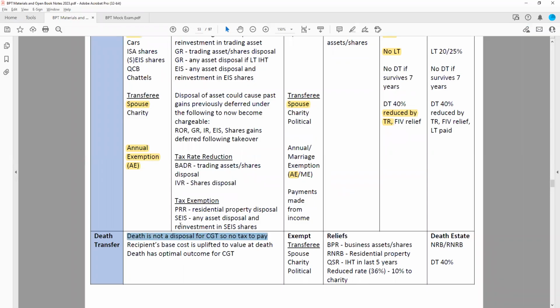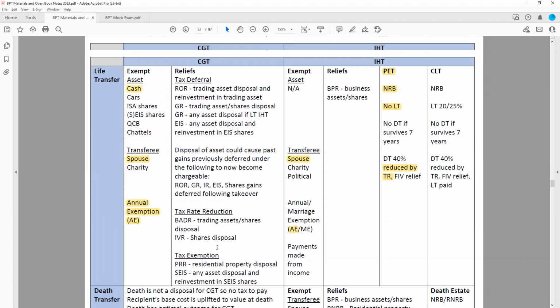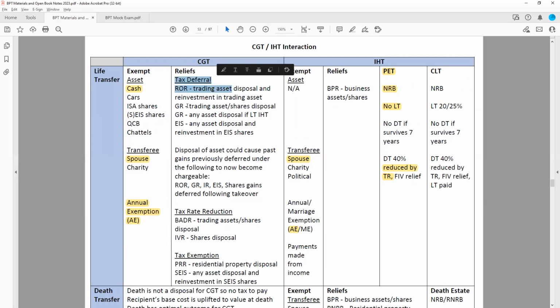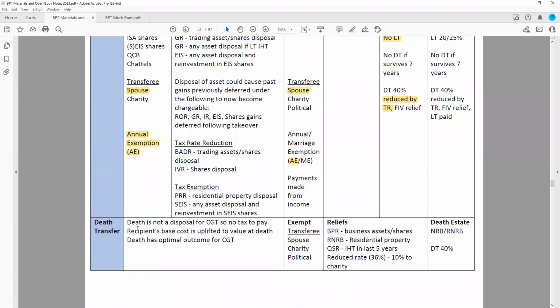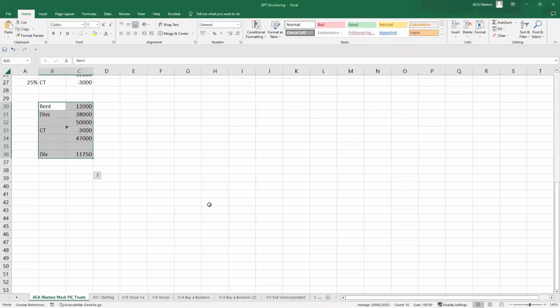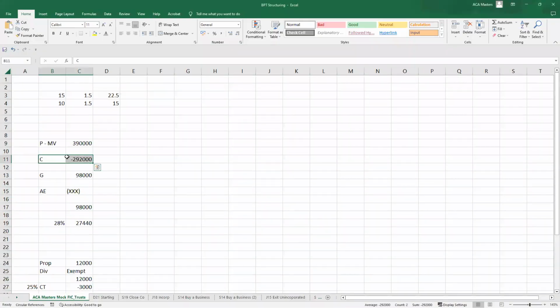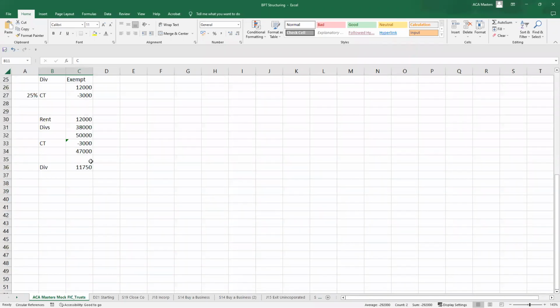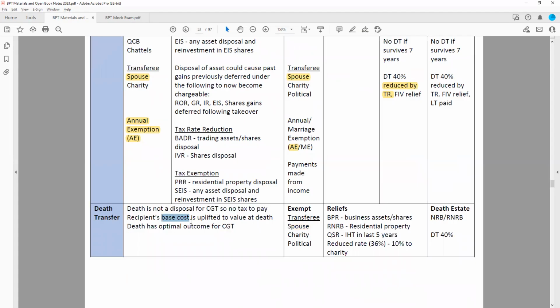Not only that, but the recipient's base cost gets uplifted to market value on death. So this is really favourable treatment, because the person disposing of it isn't taxed on it. And of course, that can happen in other circumstances, like where you defer the gain by claiming gift relief. The difference between death and just deferring the gain is the recipient, so the children, their base cost, their value for CGT purposes, so when they calculate their gain in the future, the cost that they can deduct is uplifted to market value on death. So really favourable treatment there.